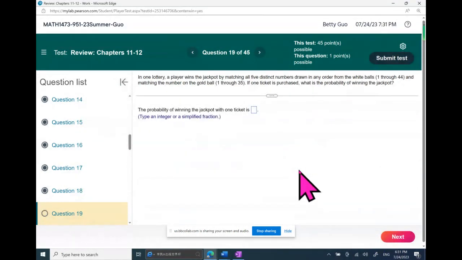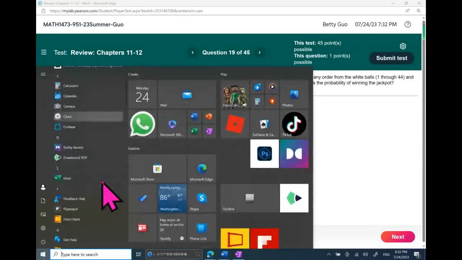Question number 19. In one lottery, a player wins the jackpot by matching all 5 distinct numbers drawn in any order from the white balls 1 through 44 and matching the number on the gold ball 1 through 35. If one ticket is purchased, what is the probability of winning the jackpot? Let's take time to understand this problem.